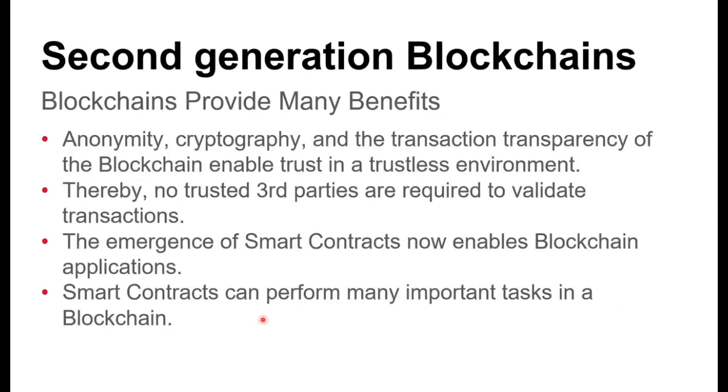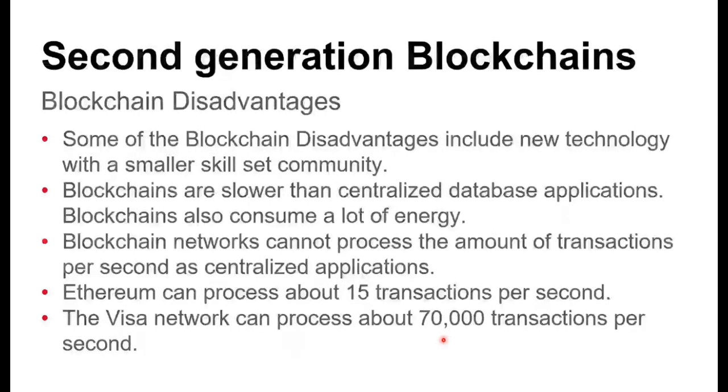Some of the other benefits are anonymity, cryptography, and the transaction transparency of the blockchain enables a trustless environment. So it's done right in the open, and everybody can see the updated ledgers, who was paid and when they were paid. The emergence of smart contracts now enables blockchain applications. We've already discussed this. Smart contracts can perform important tasks on the blockchain.